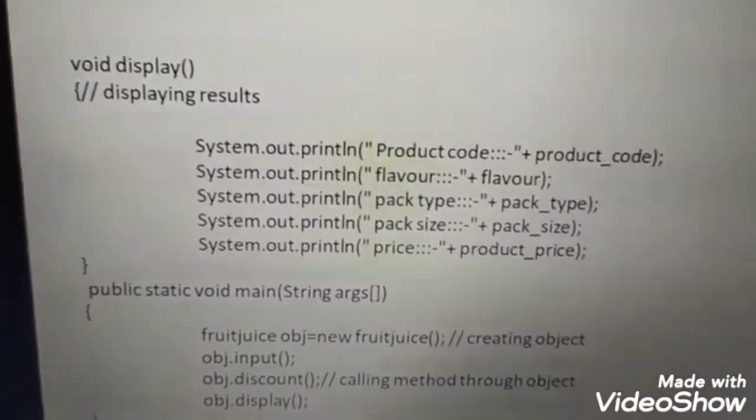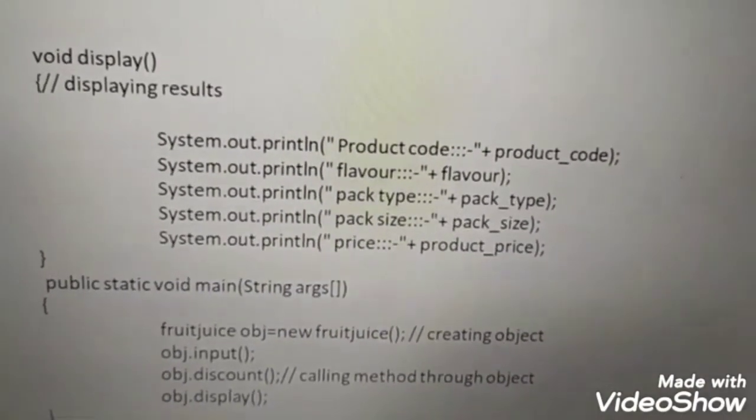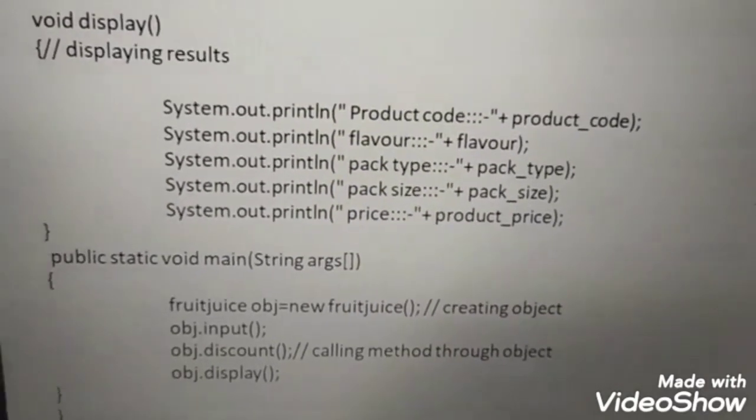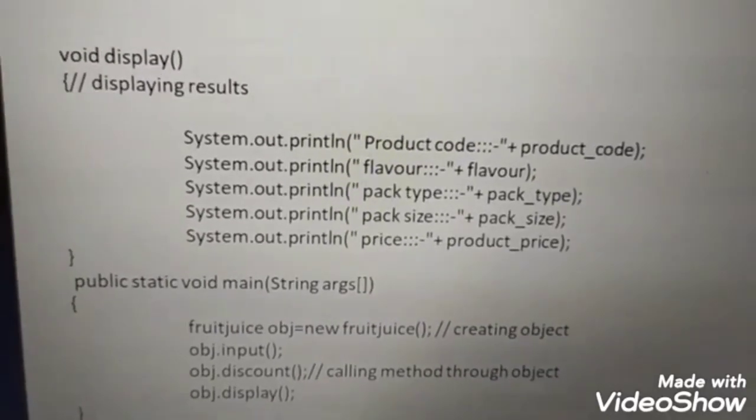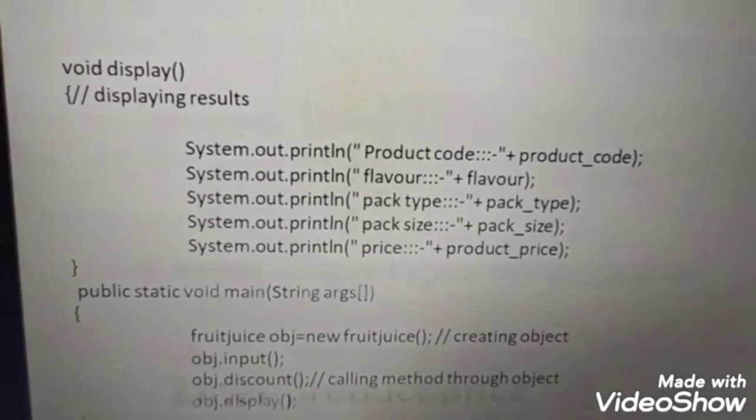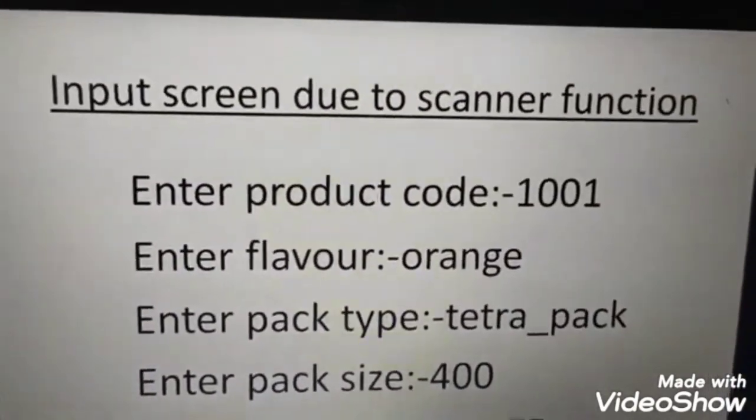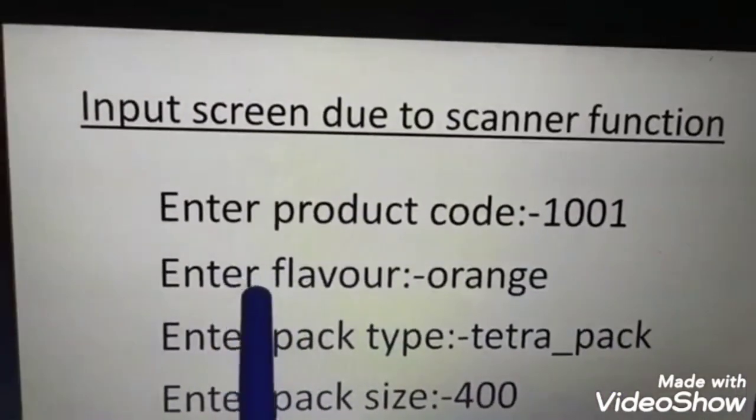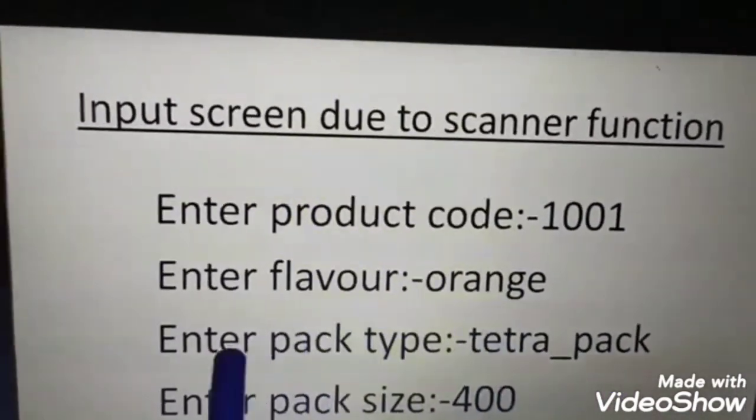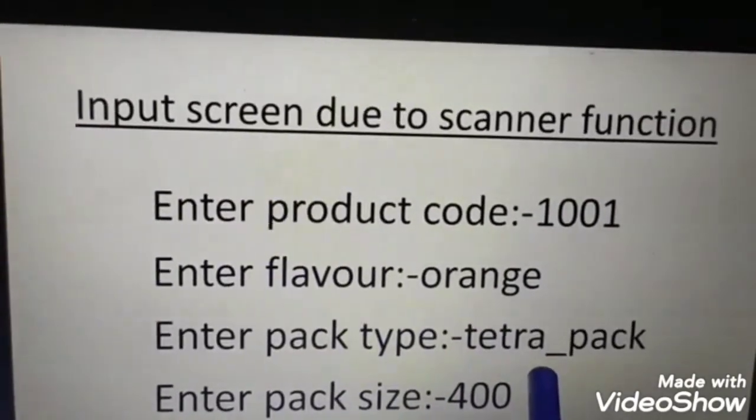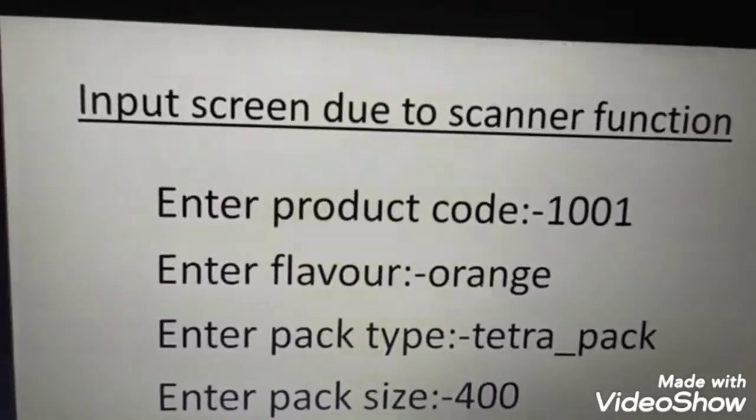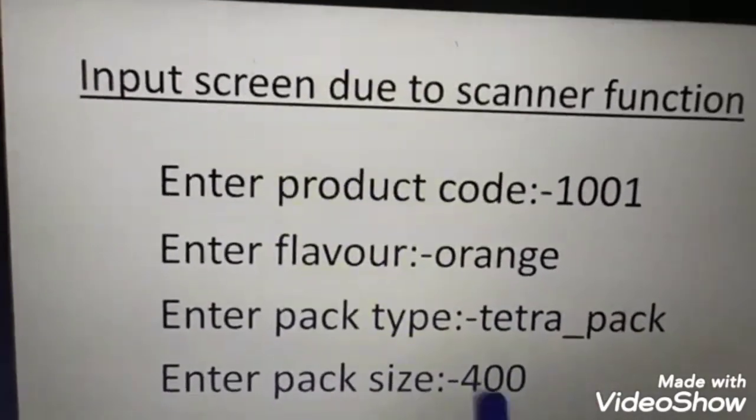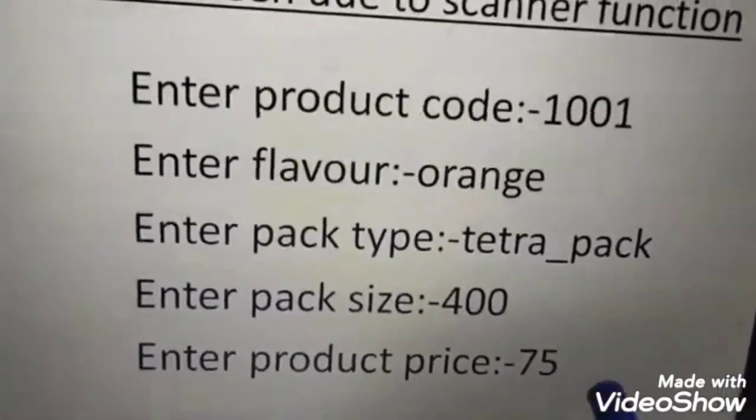Now if you look at the previous one, the values came directly in the output because we had taken constant values, but here first the input screen will come. Just look at how, due to the Scanner class, the input screen comes. Due to the scanner functions, it asks you to enter the product code. The user has to input here. Now enter the flavor, the user inputs orange. Enter the pack type, Tetra Pak is input by the user. Then enter the pack size, the user inputs 400. After the user gives all these details, the product price is 75.